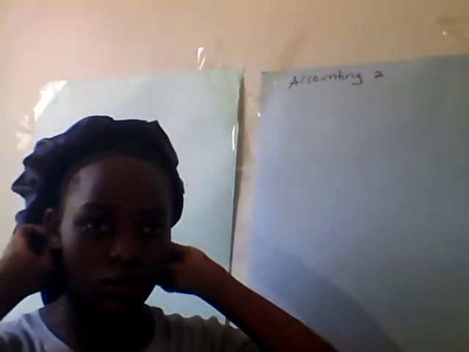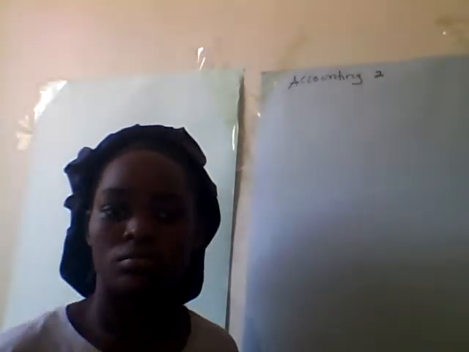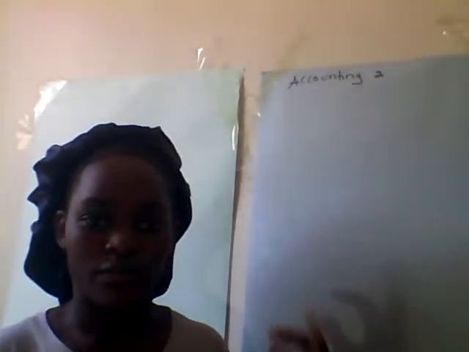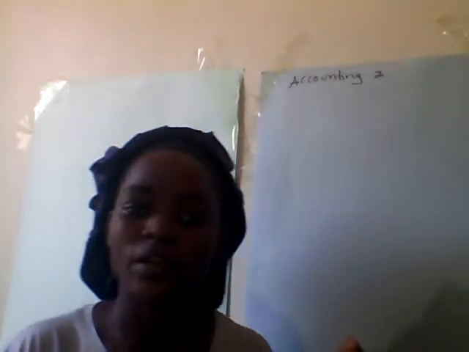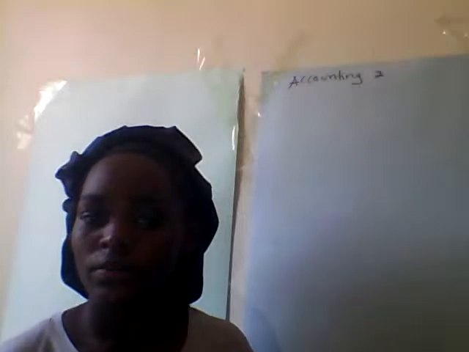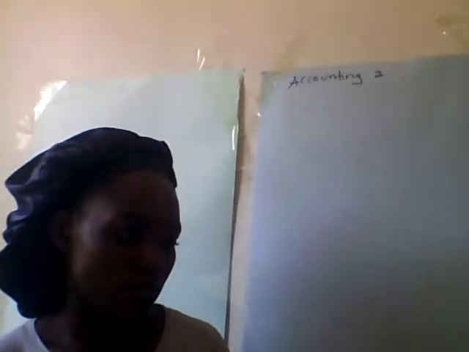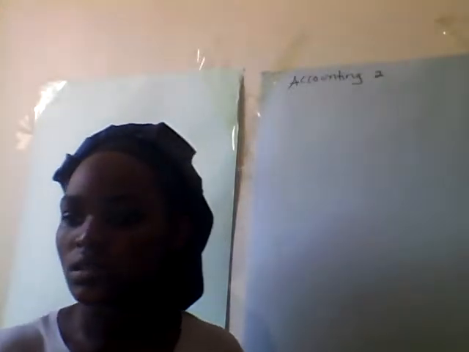We are going to be handling the specialized accounts. We have four: branch accounts, container accounts, then hire purchase and royalties. But we are going to first handle royalties accounts.